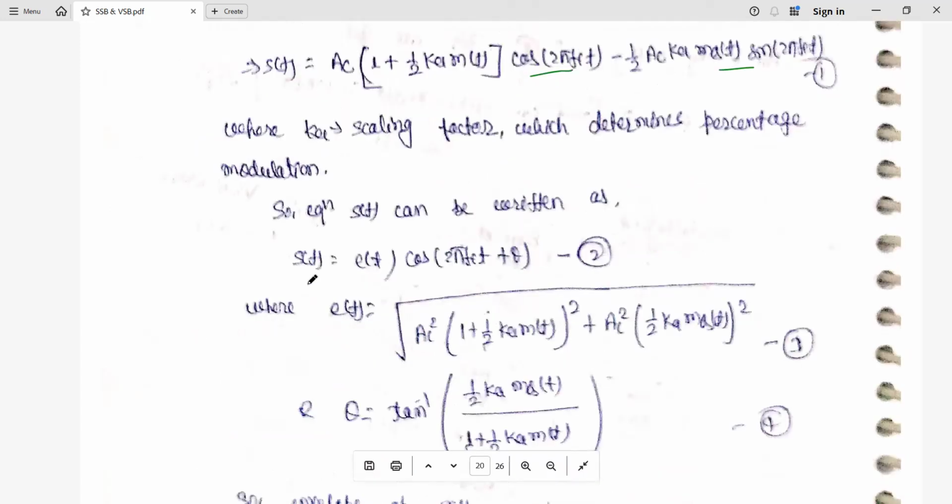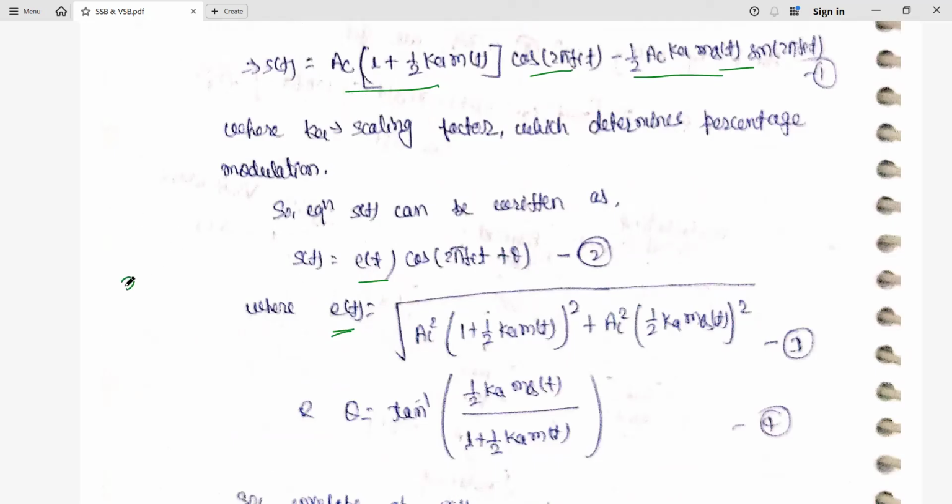Now this term, equation 1, can be written as E(t) cos(2πf_c t + θ), like how we have written in the case of the carrier reinsertion method for SSB-SC, where we are trying to detect. A similar condition is here. So E(t) is what? A square root of the sum of the squares of both components. This is one component and this is the other component. Both are squared, added together, and then a square root is taken.